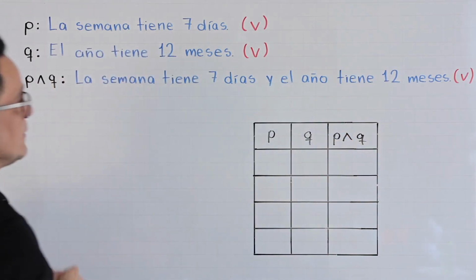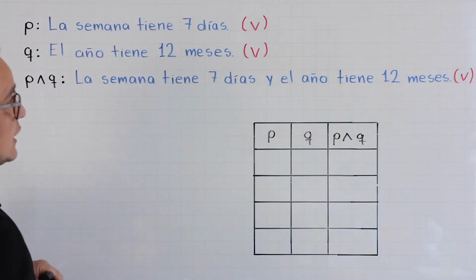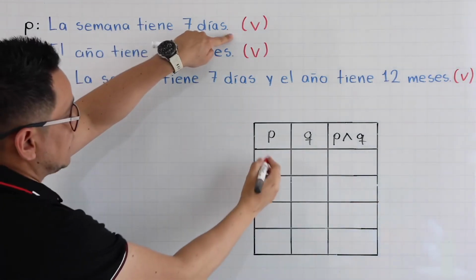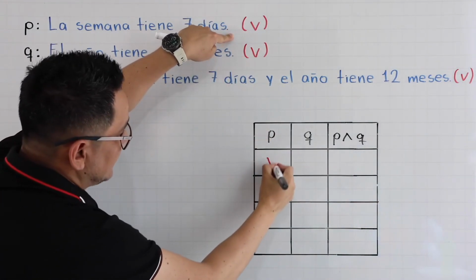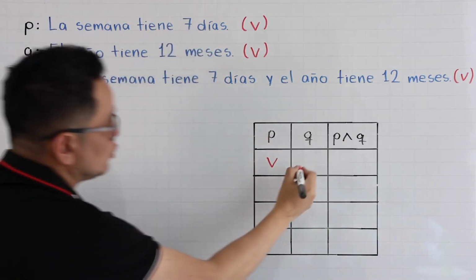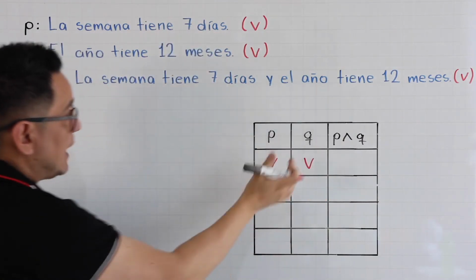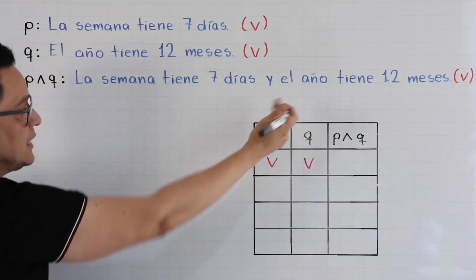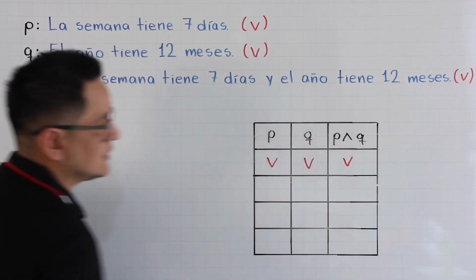So let's go ahead and fill in the first results we've already gotten. When proposition P was true, and proposition Q was also true, the proposition P and Q is also true. So it would look like this.